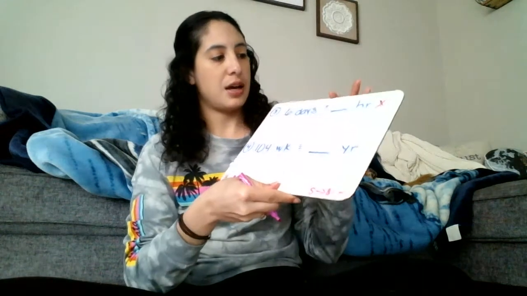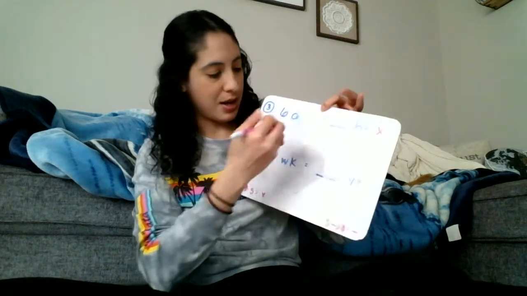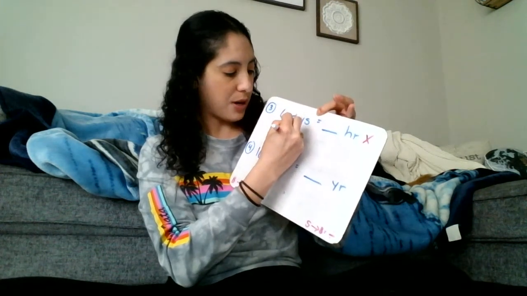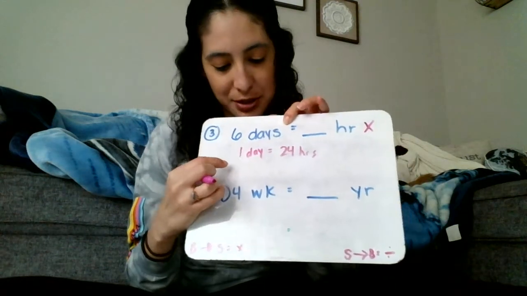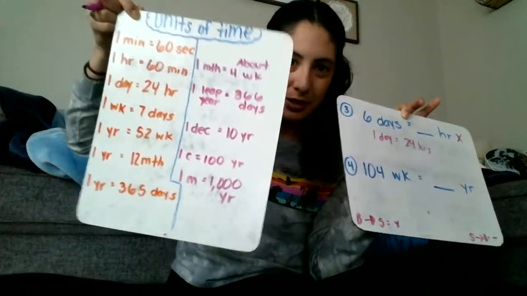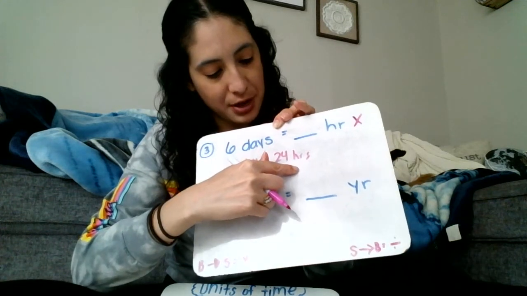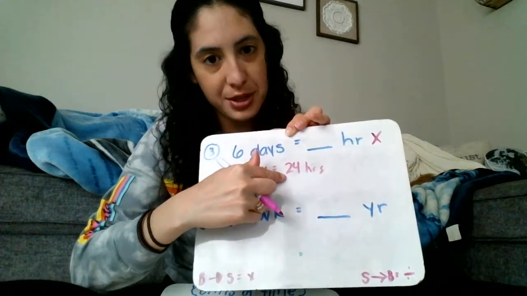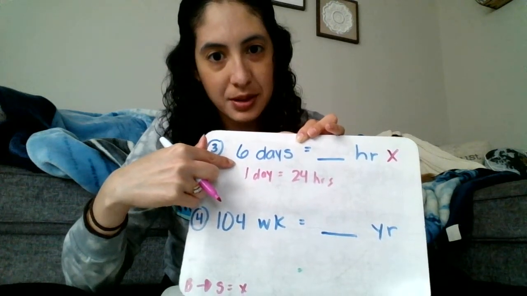Okay. And I know that one day has 24 hours, because I just did a problem that converted these two, okay? But if you don't remember, get your friend, okay? One day is equal to 24 hours. So what am I going to do with this number right here and this number right here? I'm going to multiply, right?